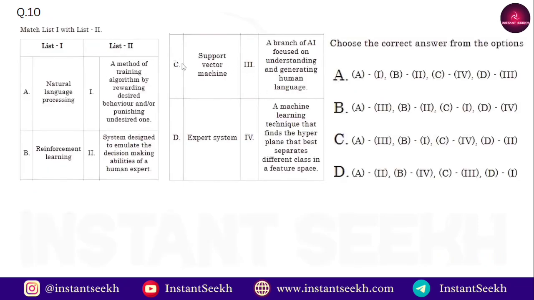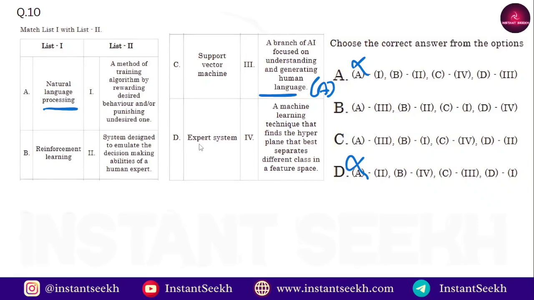Again a match the list question is given. Processing types of systems are given and their definitions are there. So let's see one by one. NLP, natural language processing. You should be able to know what NLP is used for. This is for human language understanding. So straight away you can match NLP with option number 3 here. So A goes for 3. Rest you can eliminate. So option A gets eliminated. Option D gets eliminated.